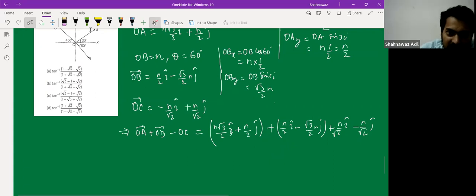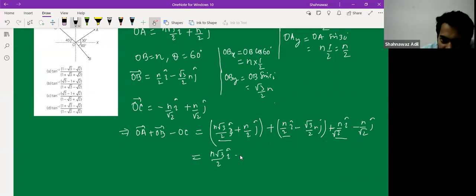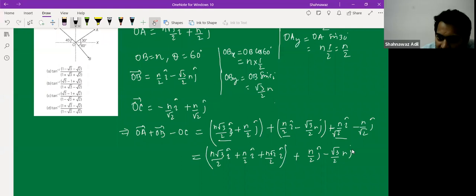Okay. So this is the i part: n root 3 by 2 i plus n by 2 i, minus n by 2 root 2 i, and we have to rationalize this. So this will be n root 2 by 2 i. Understood? So this is the i part. Plus we have n by 2 j minus root 3 by 2 n j and minus root 2 n by 2 j.